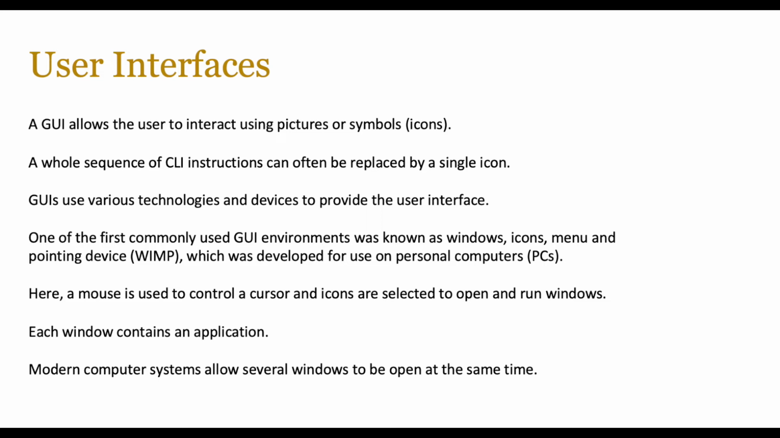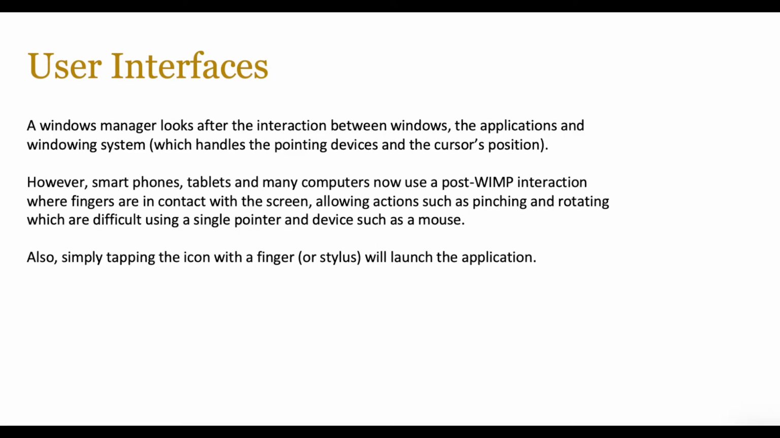A mouse is used to control a cursor, and icons are selected to open and run windows, and each window contains an application, hence the name Windows for Microsoft's operating system. Now, modern computer systems allow several windows to be open at the same time, which gives you the impression of multitasking. A window manager looks after the interaction between the various windows, the applications, and the windowing system, which handles the pointing devices and the cursor's position. So when you move your cursor from one window to another, it knows that when you click, which application should register that click.